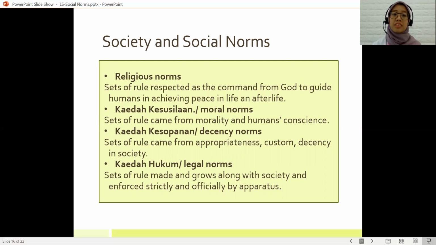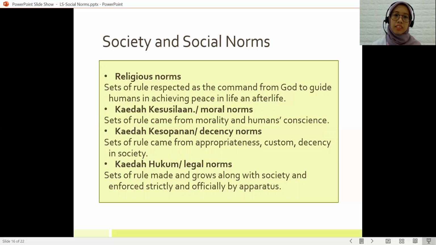A religious norm is a set of rules respected as a command from God. Typically, it is mentioned by the holy books, or maybe by preachers, for instance. We learn about the rules commanded by God, and the idea is to achieve peace not only here in life but also after life. It's different with moral norms, although it's the same, it comes from inner self. It is related to morality, and it's a human conscience about something. Is it a moral thing to do when we lie to other people, for instance?